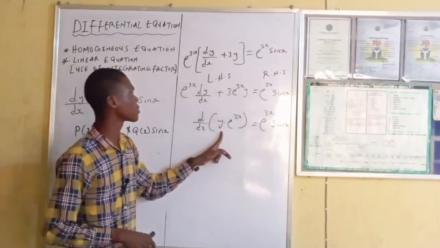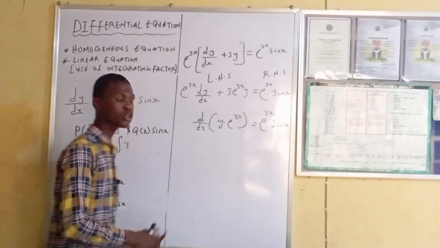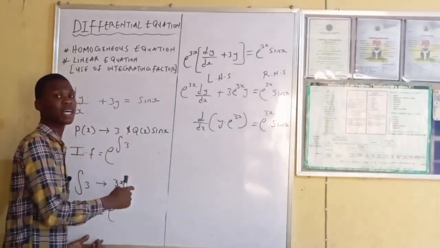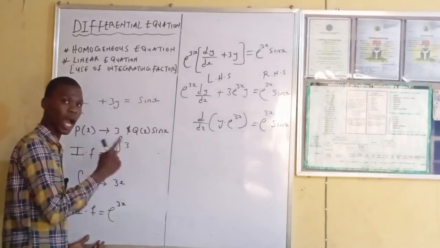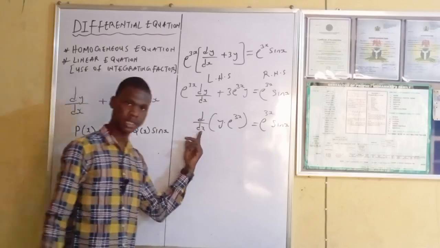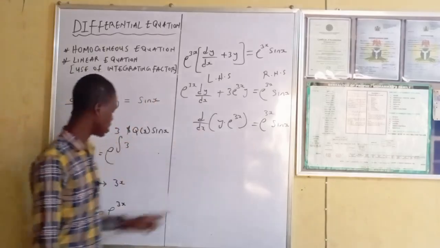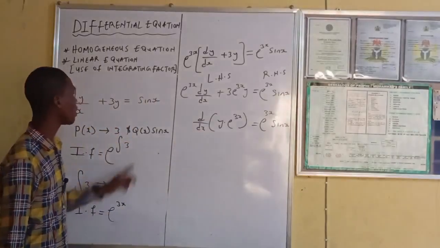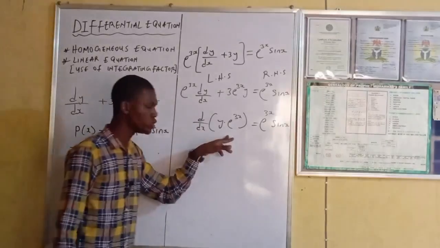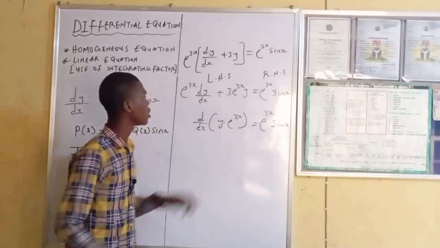What it means is that generally, when you know your integrating factor from the given question, what will be in the left hand side is the derivative of y multiplied by the integrating factor with respect to x, equals the integrating factor multiplied by the function on the right hand side. Let's prove this. Why is it so?